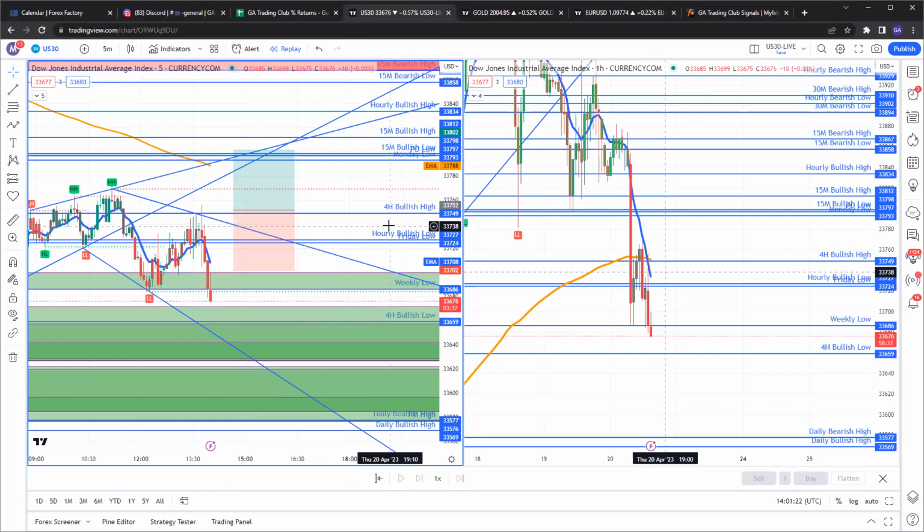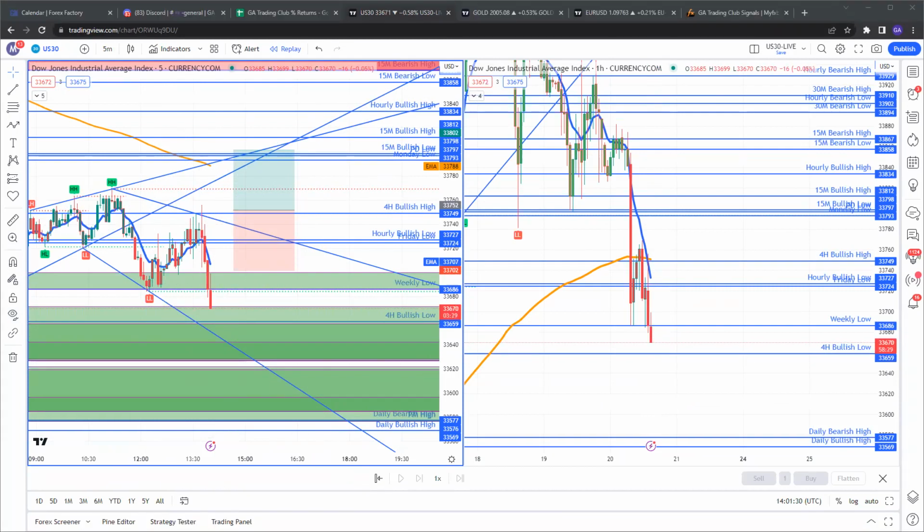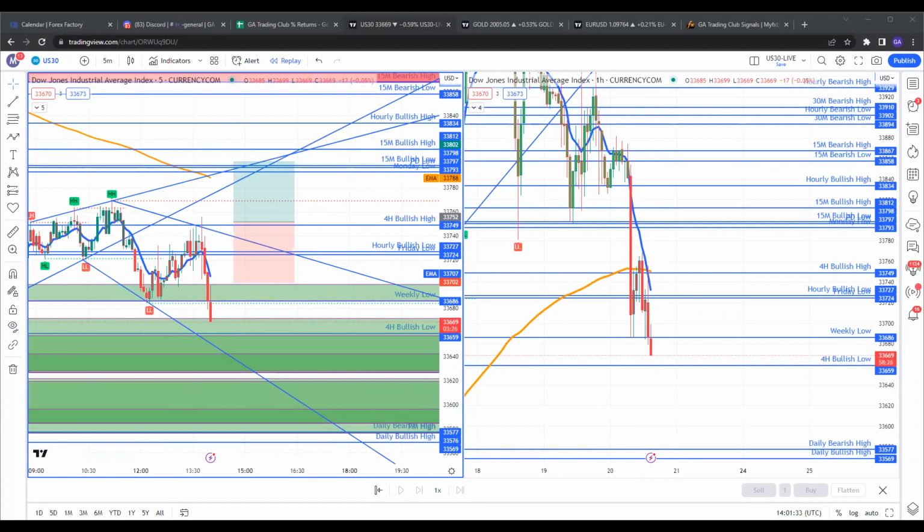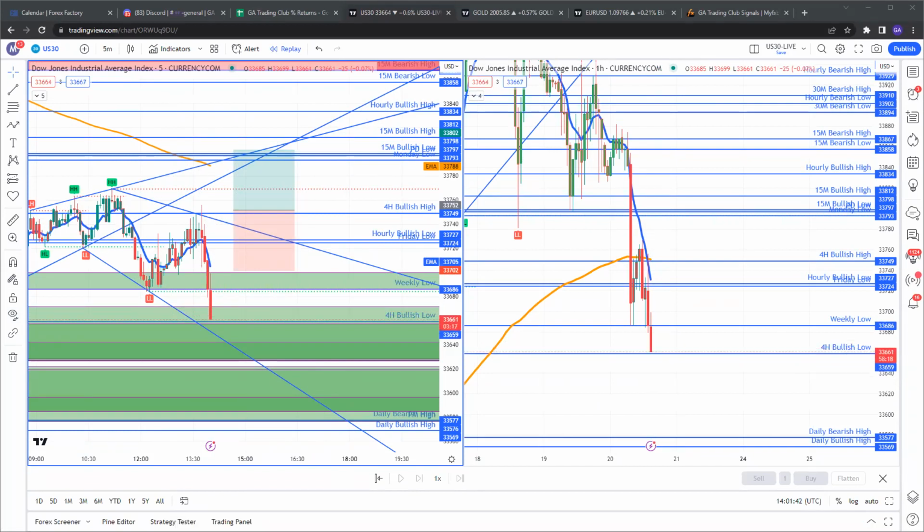US 30 still going. So for here, I do expect a rejection off of this particular trend line right here. But I'm pretty sure we are heavily bearish on US 30 as is right now. So price is still dipping, and there it goes. For our bullish low, but US 30 is still heavily bearish.